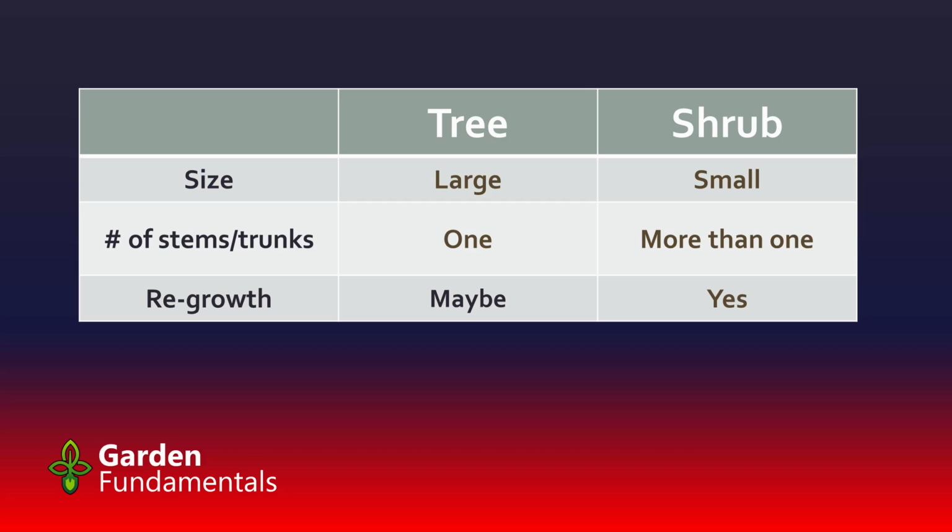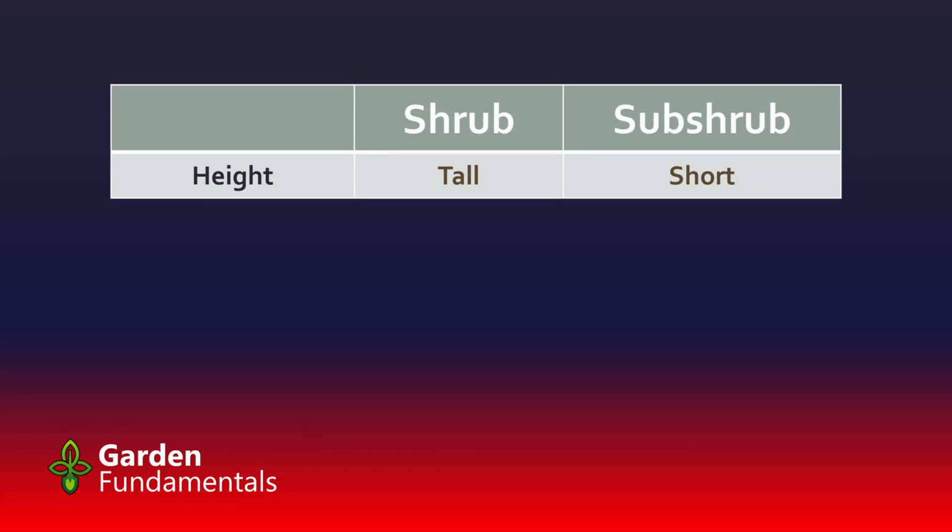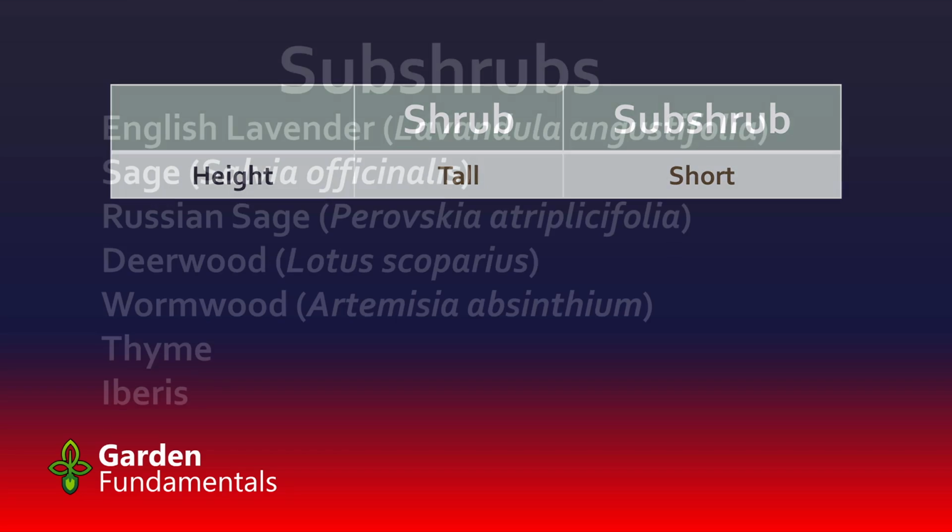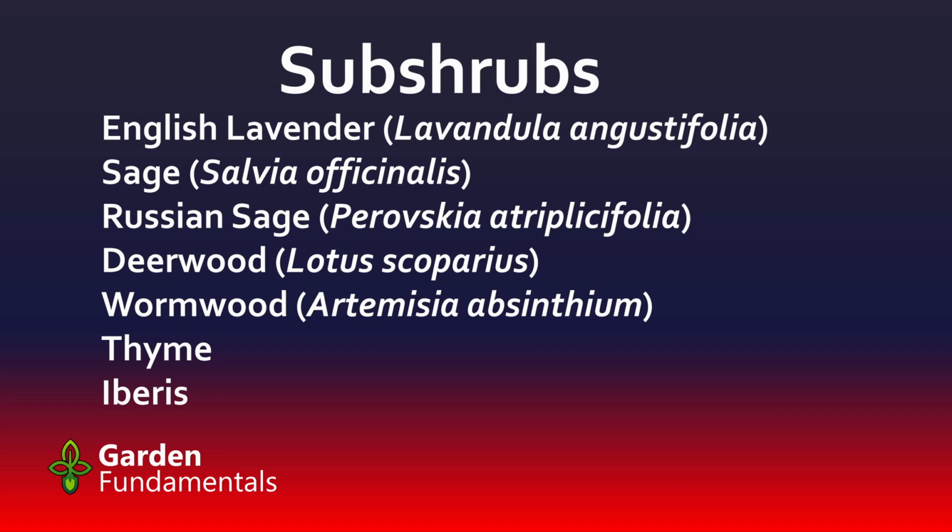From a botanical point of view, a biochemistry point of view, there's really very little difference between these two. The difference between shrub and subshrub is even smaller. So if it stays under 2 feet, we'll call it a subshrub. And things like lavender and Russian sage are examples of subshrubs. If it's taller than that, then we call it a shrub. But really, these are all pretty much the same.